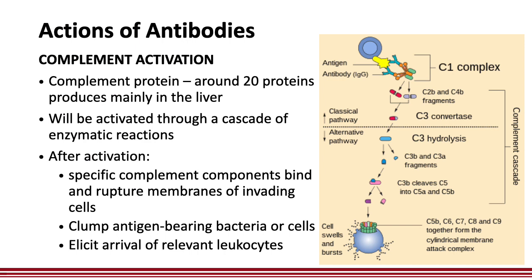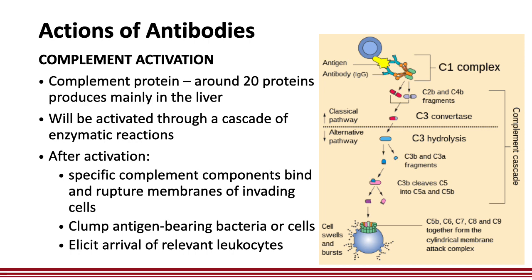Now, complement activation involves the participation of a group of proteins. There are around 20 types of these proteins that are produced in the liver, so these are known as complement proteins. They are activated through a series of chemical reactions, with one reaction leading to the next. So this is known as a cascade of enzymatic reactions.